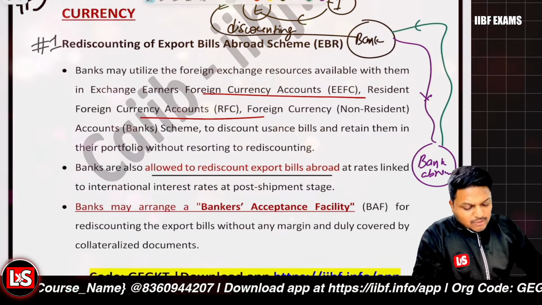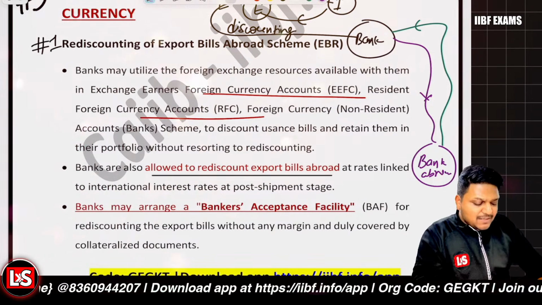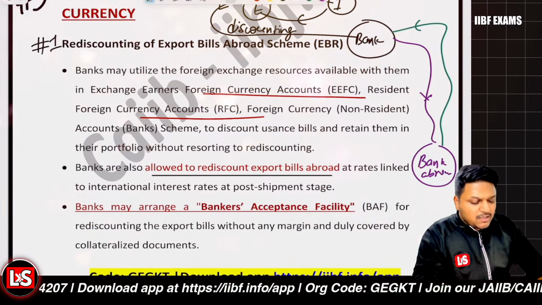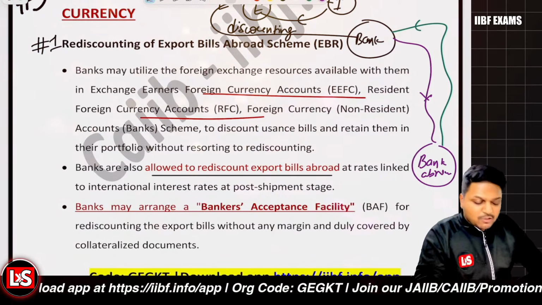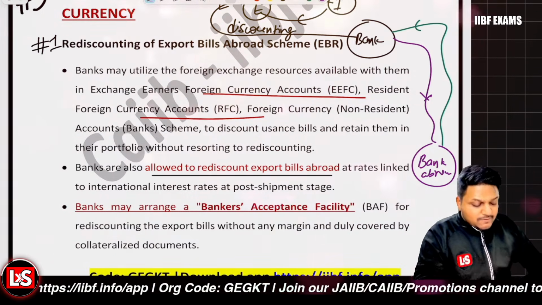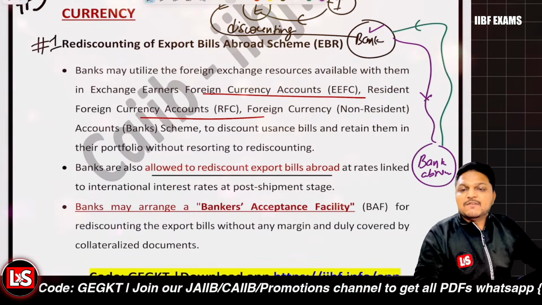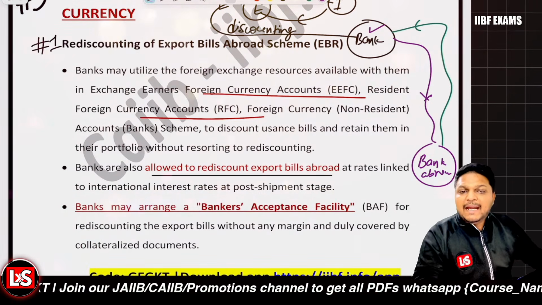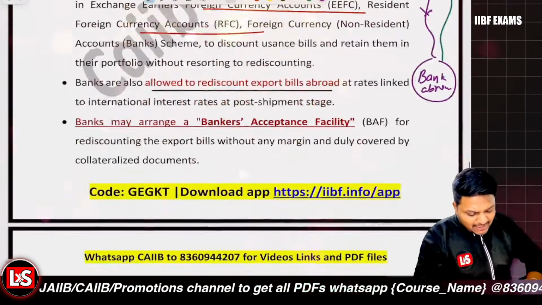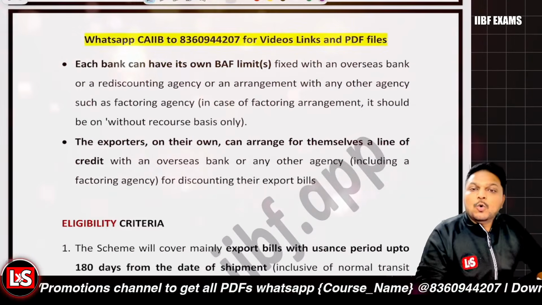So the bank has discounted the usance bill, and now the bank is holding the usance bill which is assigned to the bank, and the bank is further rediscounting that particular usance bill from the bank abroad. So the facility now available to this particular bank will be the banker's acceptance facility. Clear with it?